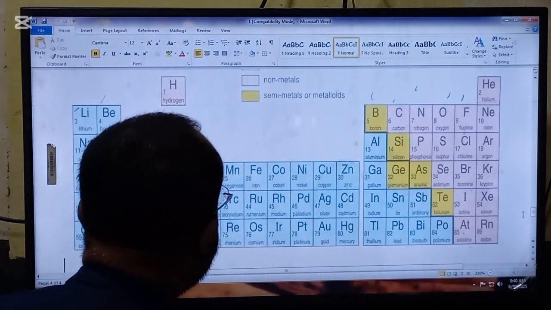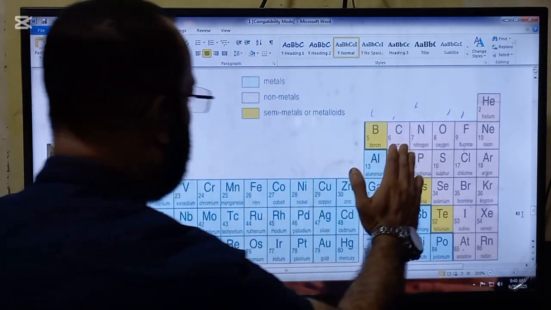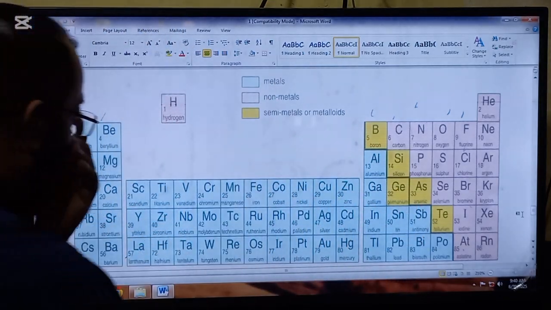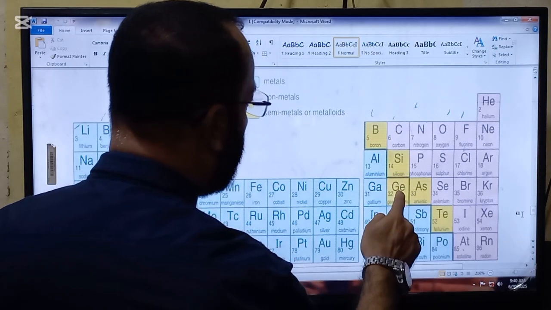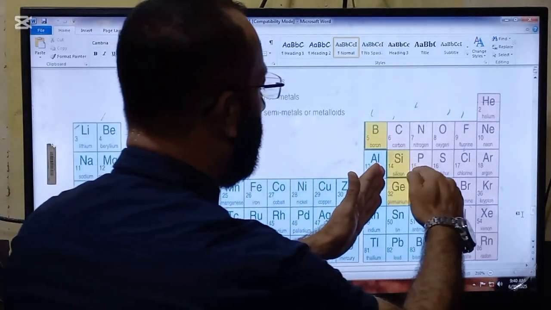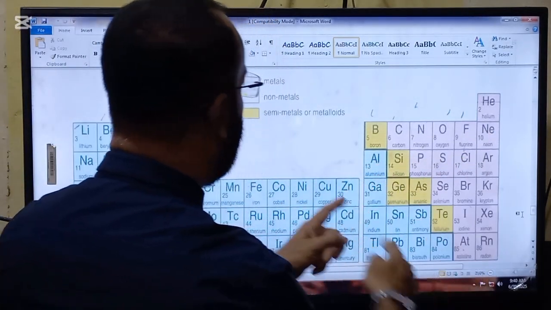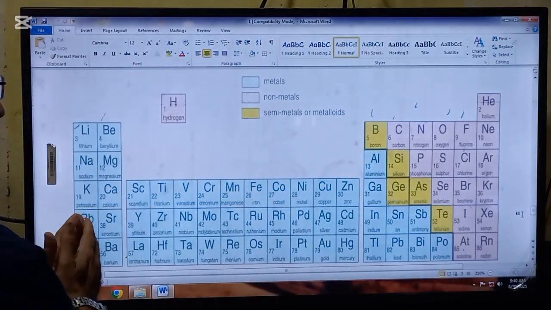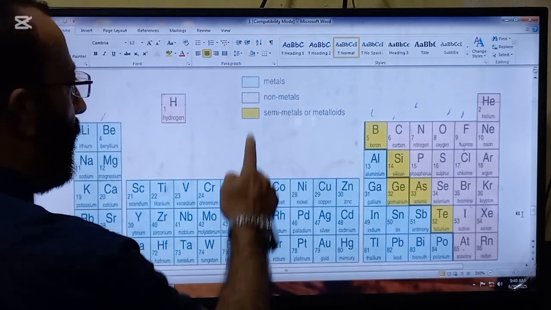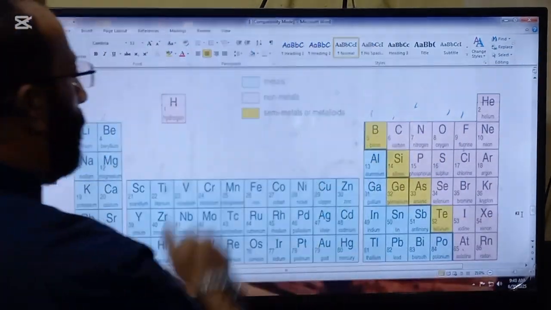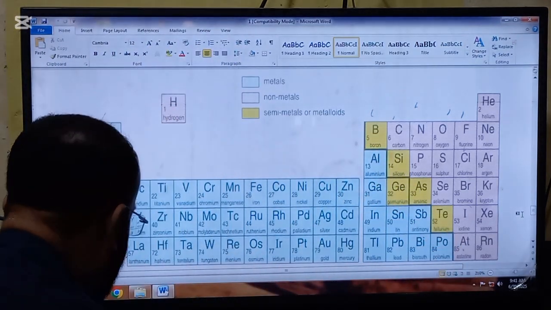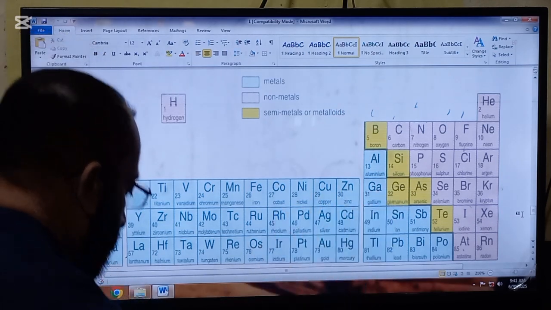So look now. The below are metals. This blue portion is called metals. The yellow elements around the staircase are called semi-metals or metalloids, and the portion above the staircase is called non-metals. So the blue is metals, the yellow elements are semi-metals, and the orange portion is non-metals. This is an imaginary staircase which you can draw in the periodic table. That will be easy for you to remember.